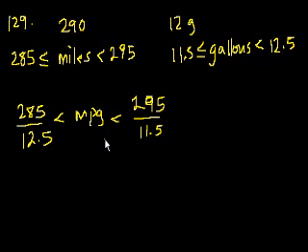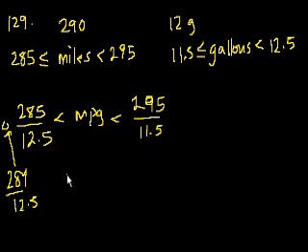I don't see that exactly, but choice D looks interesting. It looks close to what we have, right? Choice D says between 284 divided by 12.5. That's going to be even less than ours, right? Because you have the 12.5, but the numerator is less. So that's going to be even lower than the range that we have.